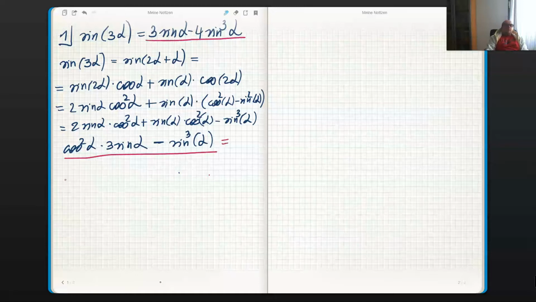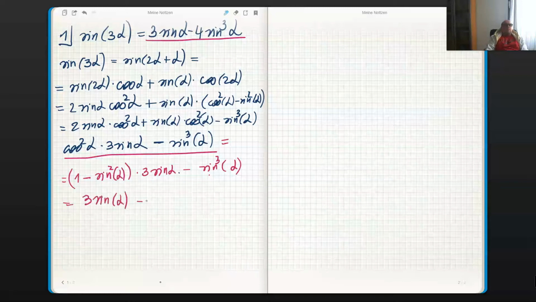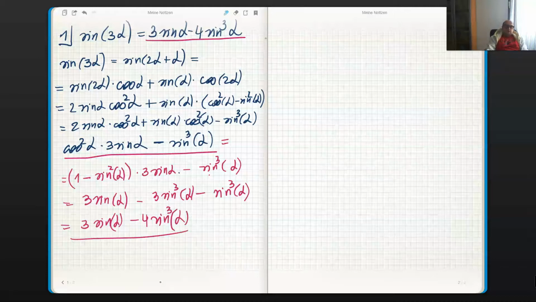Well, we can solve it if we just rewrite it as 1 minus sine squared of alpha times 3 sine of alpha minus sine cubed of alpha. So we're multiplying it out. We're having 3 sine of alpha minus 3 sine cubed of alpha and 1 minus 1 more sine cubed of alpha. So this is 3 sine of alpha minus 4 sine cubed of alpha. And that's what I wanted to prove. So number 1 is finished.